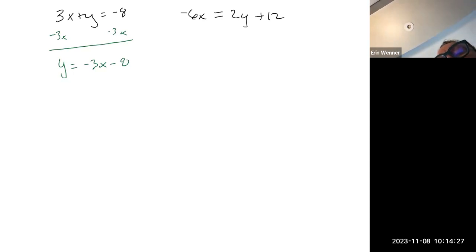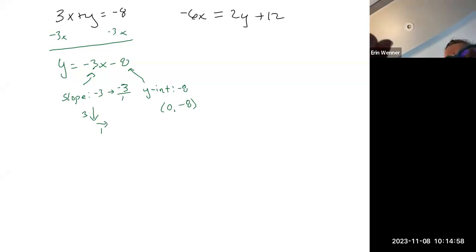Again, what information can I get from here? Well, my slope is this -3, which we write as the ratio of -3/1, right? Which we interpret as, we're going to go down 3 units, right 1 unit. And then the second piece is that my y-intercept here is -8, which means it's the point (0, -8), right?